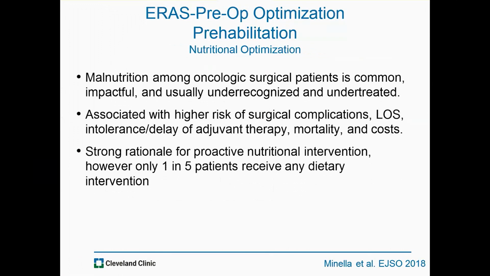Moving on to nutritional optimization. So we all know that malnutrition is a common problem among oncologic surgical patients and other chronic conditions. It's often under-recognized and undertreated. It's associated with high risk of surgical complications, prolonged length of stay, delay of adjuvant therapy in cancer patients, mortality, and costs. And there's a strong rationale for proactive nutritional interventions. However, only 1 in 5 patients receive any dietary intervention at all.